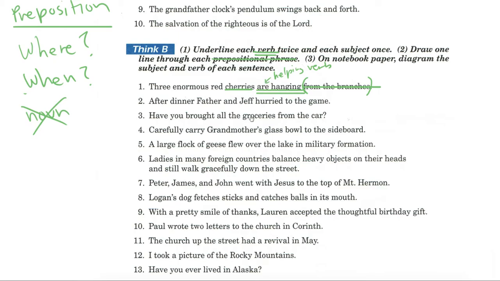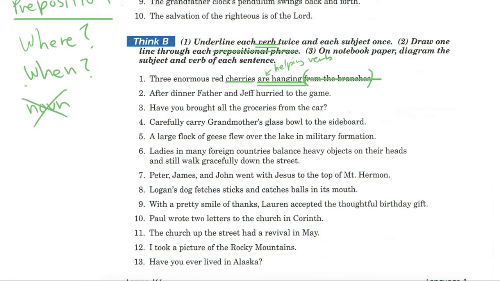Let's do number 2. After dinner, Father and Jeff hurried to the game. Okay, so what's the verb here? What happened? They hurried. That's the action word. So we'll underline that. Who hurried? Father and Jeff. Okay, so next step, look for the prepositional phrase. Now let's look for preposition words first.